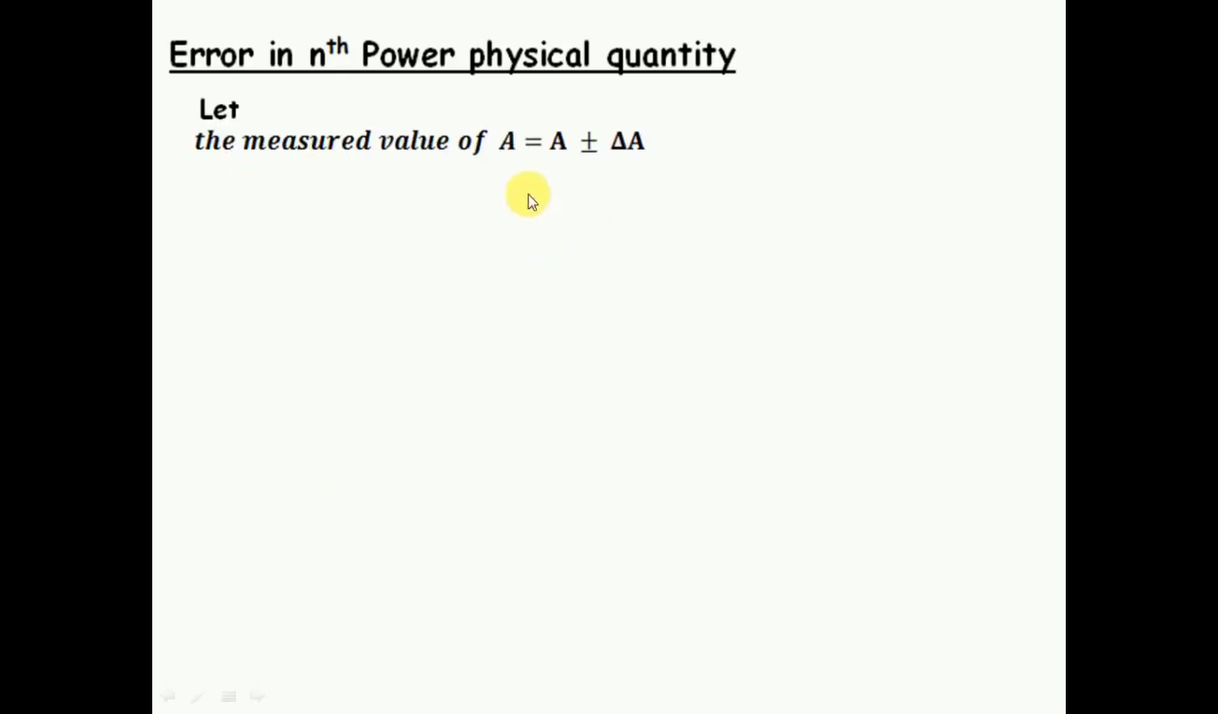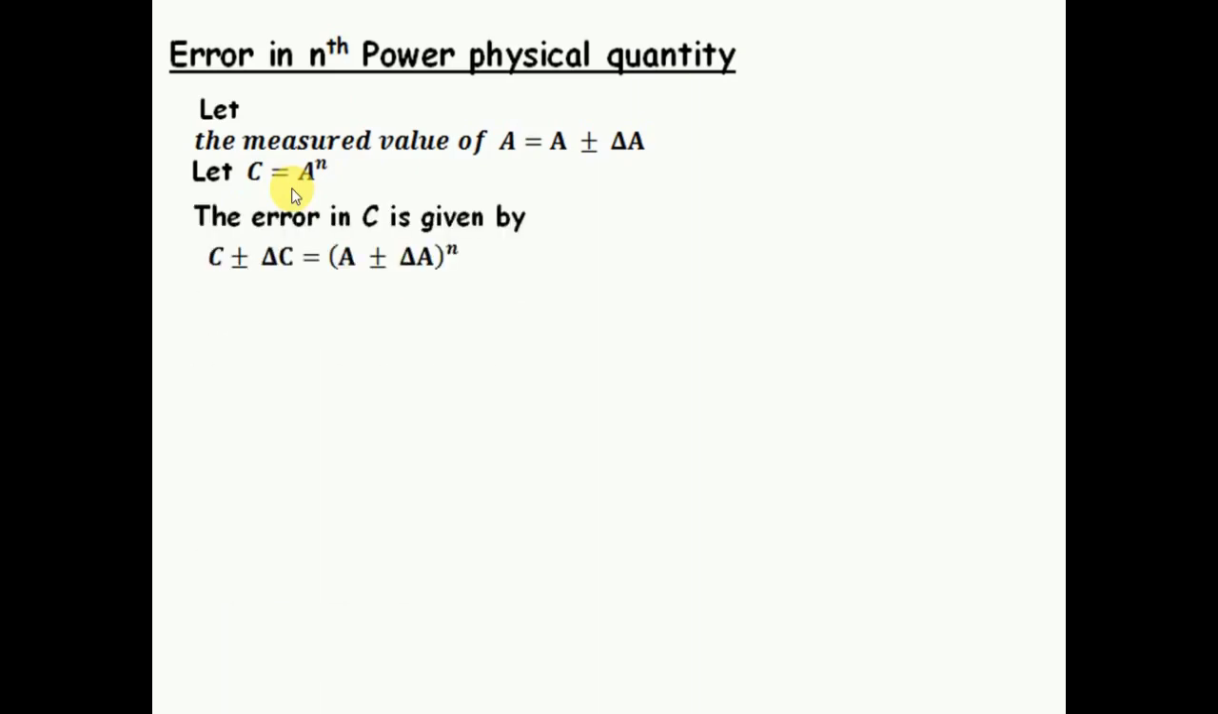Measured value of A is A plus minus delta A. Delta A is the mean absolute error. Suppose C is a physical quantity which is equal to the nth power of A, and the error in C is given by C plus minus delta C is equal to, I put the value of A plus minus delta A to the power n, and I'll take A common outside, so it will be A to the power n into 1 plus minus delta A by A to the power n.